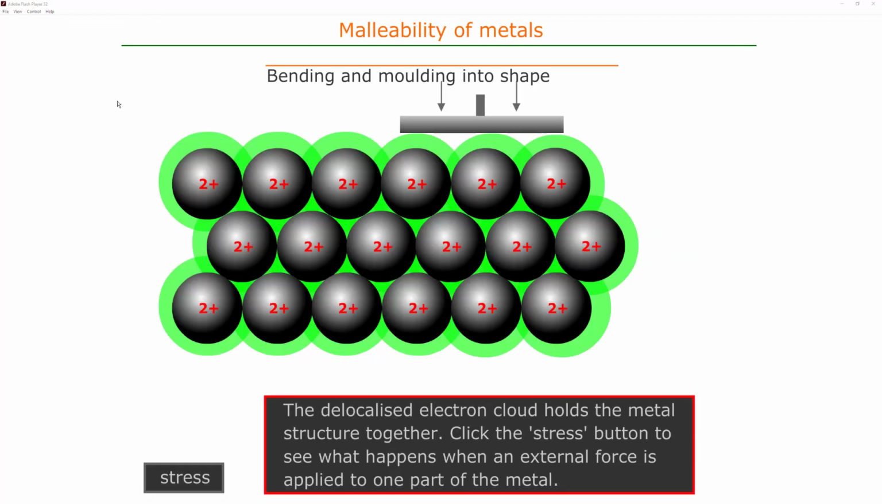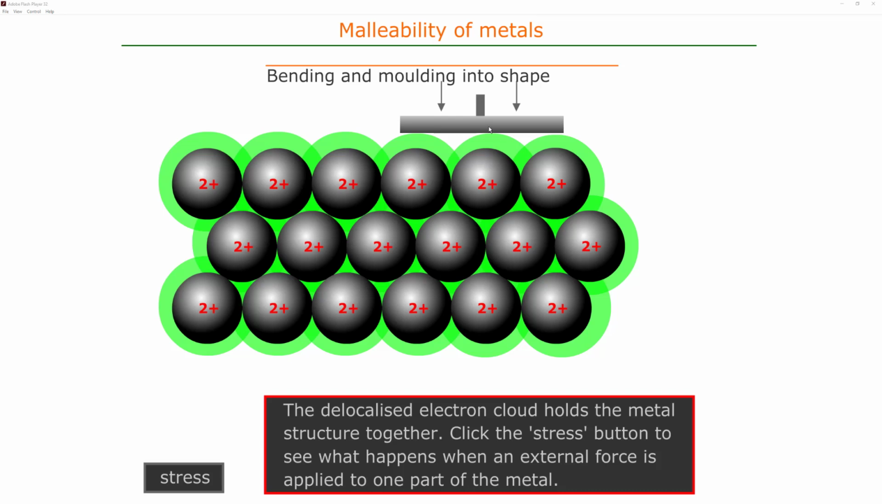One of the important properties of metals is the fact that they are malleable. They can be bent into shape. We can explain this by the model. Here we have the sea of delocalized electrons around some double plus charge ions. Notice the regular lattice arrangement.